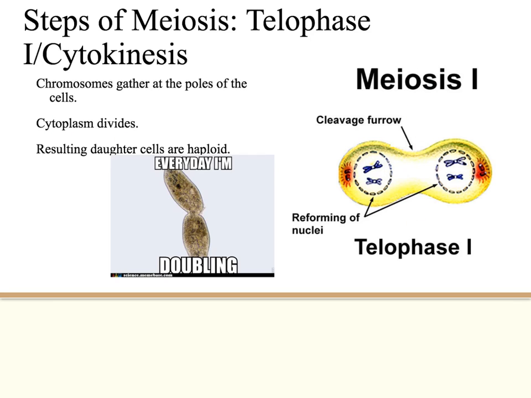So basically the goal of meiosis 1 is to cross over, get that genetic variety, go through the process of metaphase, anaphase, and then in telophase here, we are going to break this apart into two cells and basically doubling.